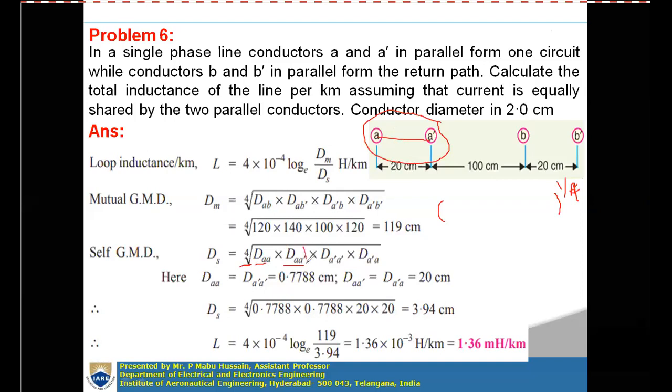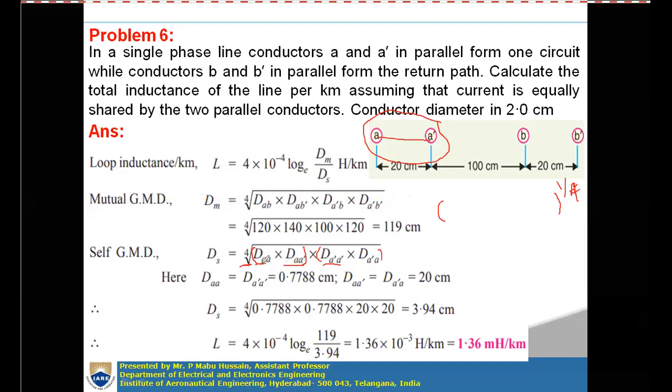If you consider subconductor A in phase A, then you have to consider the self distance, which is DAA, and the distance from A to A dash, which is DAA dash. Next, you have to consider the conductor A dash. Its self distance is DA dash A dash, and the distance from A dash to the other conductor A is DA dash A. So these are the products.